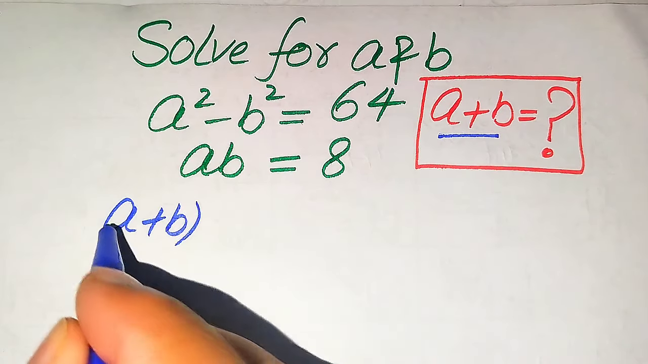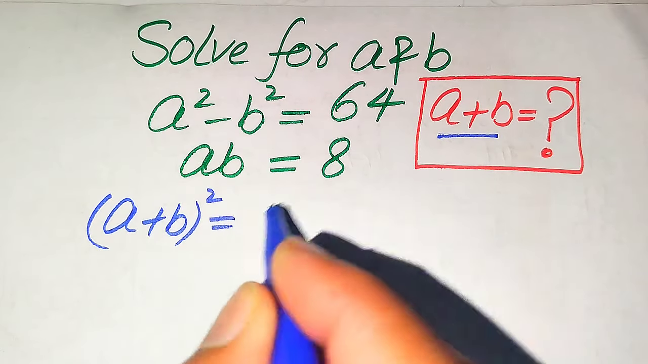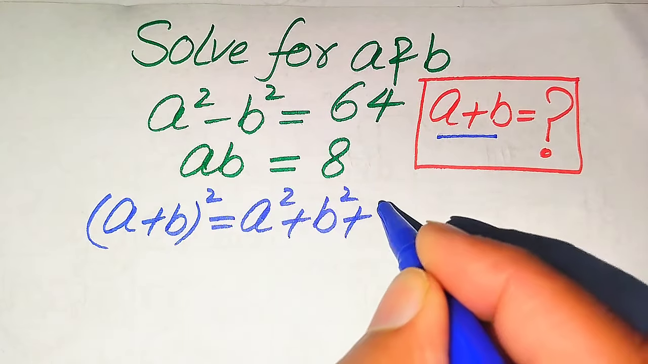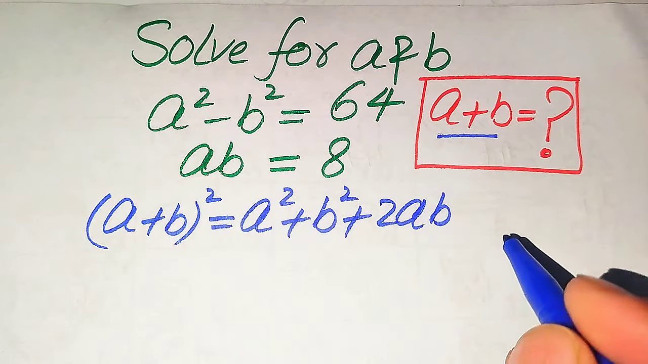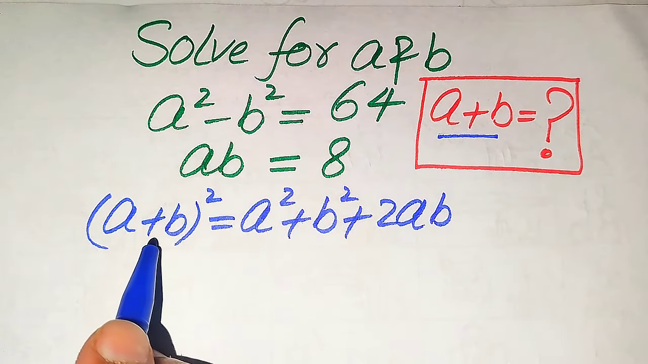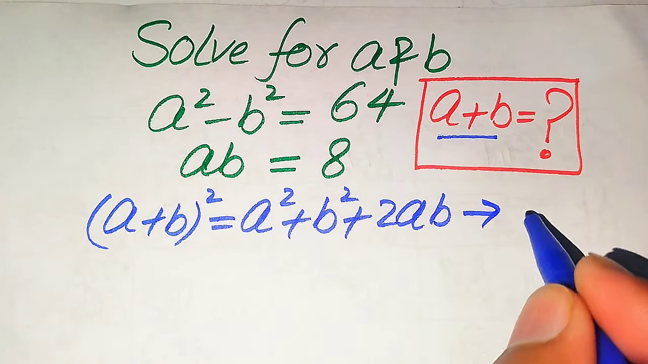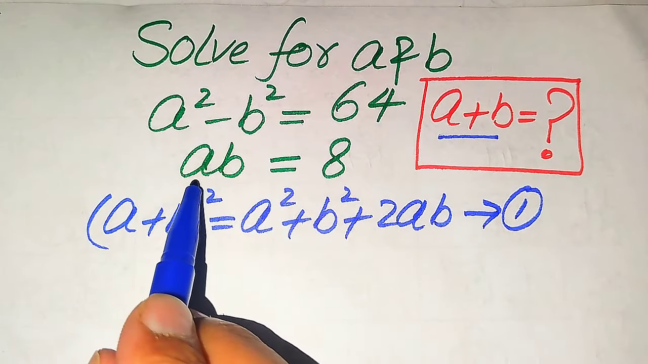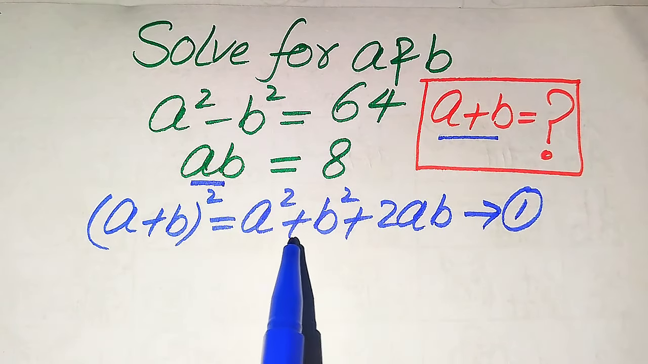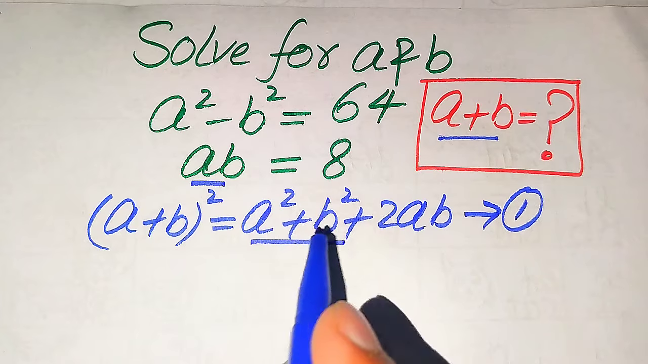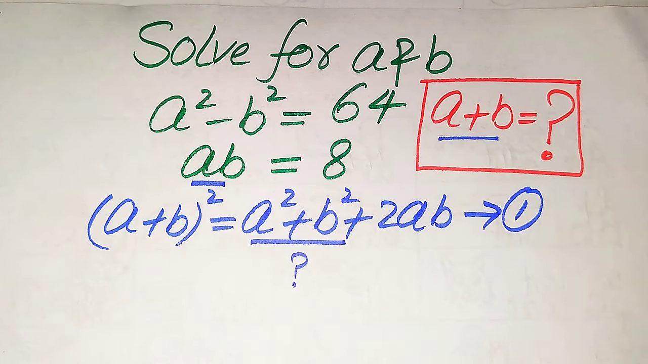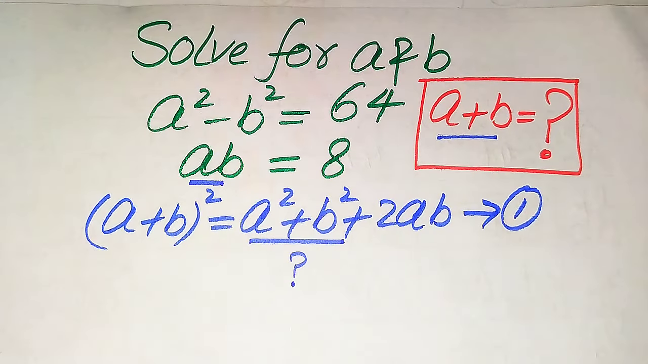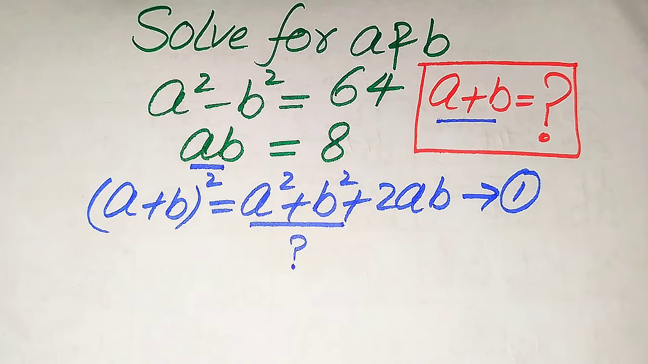We know that (a plus b) whole square is equal to a square plus b square plus 2 times ab. So for the value of a plus b, we use this formula and we call this equation number 1. You see here we have the value of ab is 8, but we need to find the value of a square plus b square. So for the value of a square plus b square, we use another nice algebraic formula.